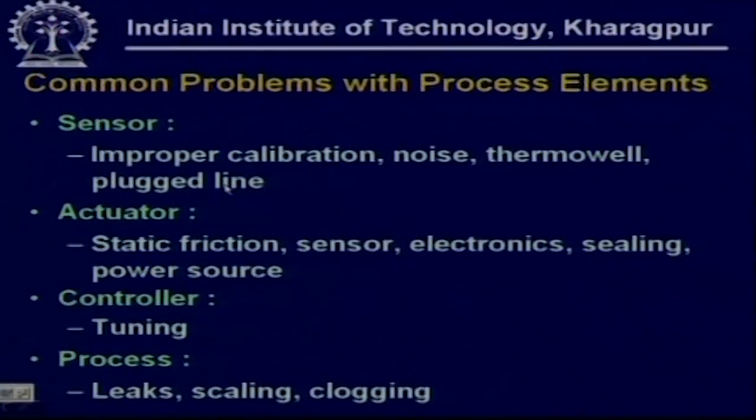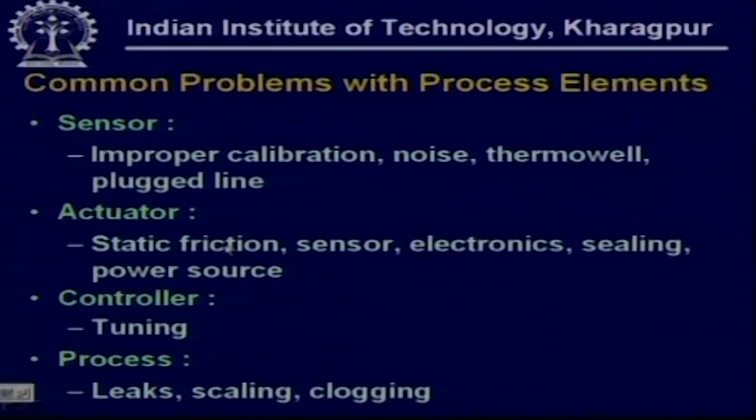Similarly, plugged lines affect what the sensors sense. Maybe you have a pressure sensor, and a line which connects the process to the meter and senses the pressure. If this line is plugged, then the pressure will not be properly sensed, and the sensor will give bad readings. And sensor errors in control systems, as we have seen earlier, directly affect the output. So if you have any problem in the sensor, it's going to be directly transferred to your output.